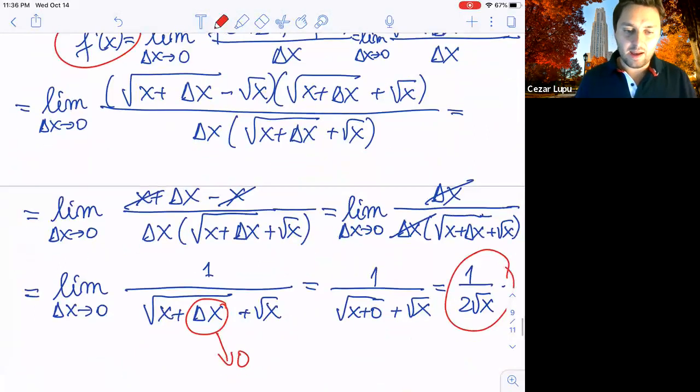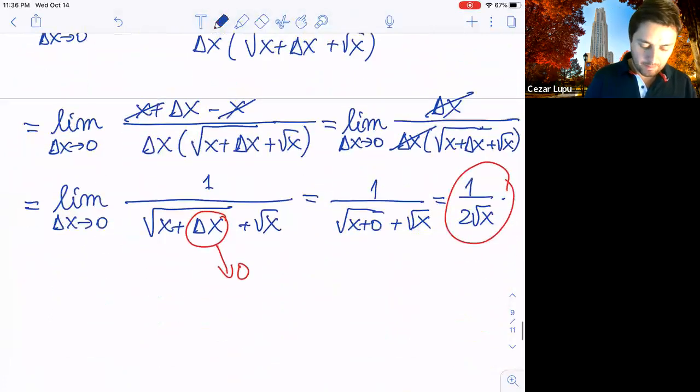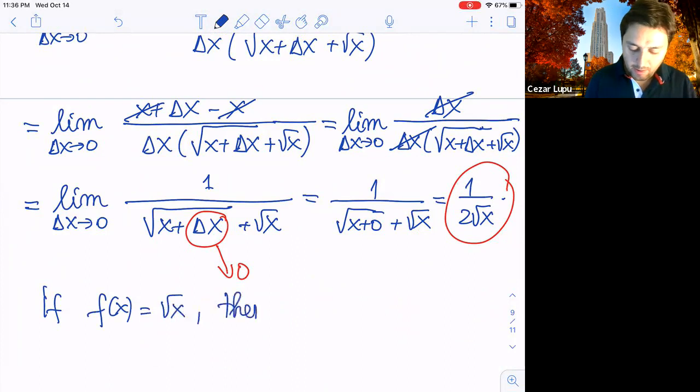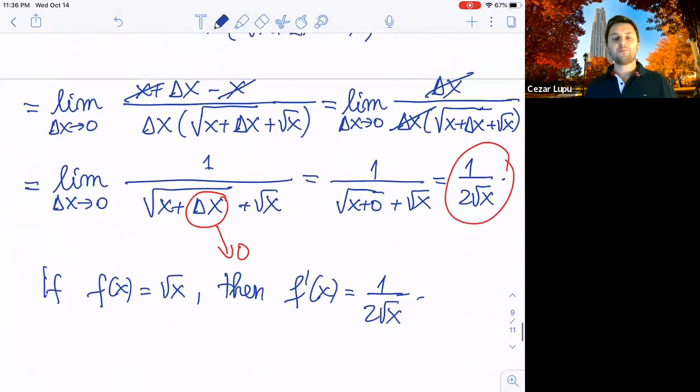So we can say that the derivative, so f prime of x, so if f of x is the square root of x, then f prime of x is nothing other than just 1 over 2 square root of x. Wow, you see? We use a definition to find the derivative of a function. And I would like you to play with other functions as well.